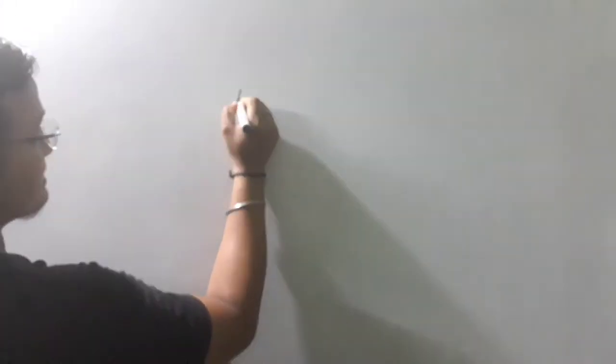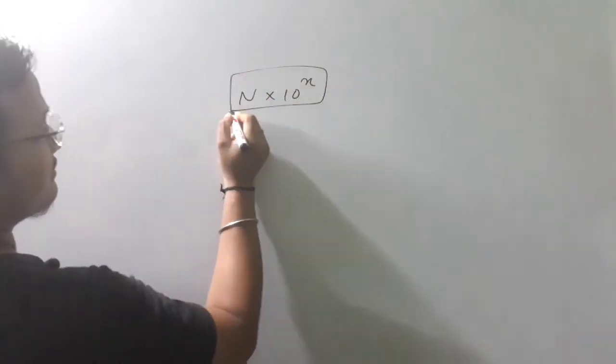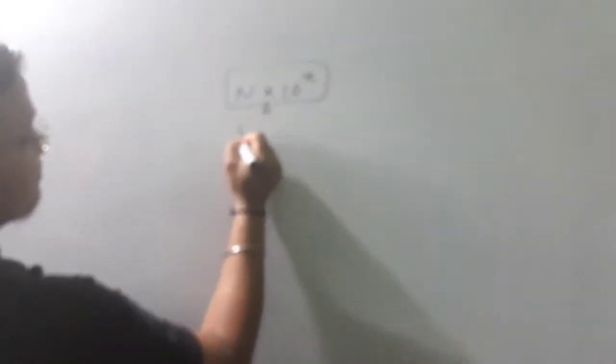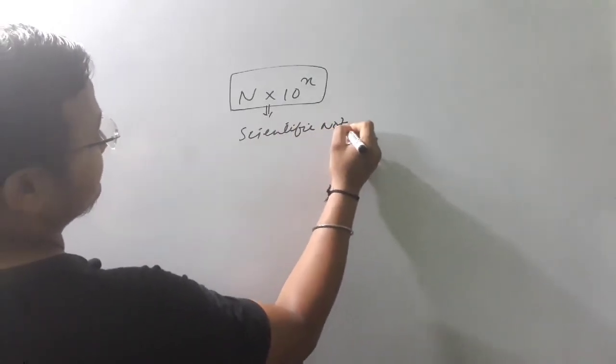So in this class I am going to discuss some of the properties of numbers which are expressed in the form of scientific notation, right? In the last class we discussed what exactly scientific notation is, and from that lesson we discussed that numbers expressed in the form of N into 10 to the power n, this particular form is known as scientific notation, right?